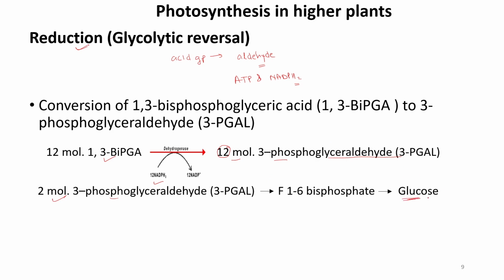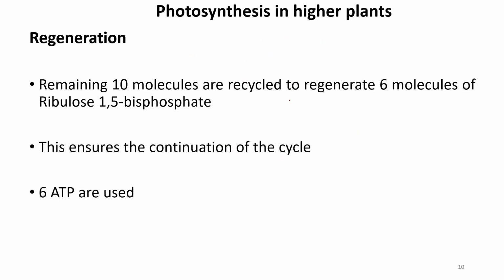Okay, now you can see glucose is synthesized. That's why it is known as the reverse of glycolysis. In glycolysis, glucose is broken down, whereas there is synthesis of glucose here. So it is an anabolic process, meaning complex compounds are formed from simple compounds.